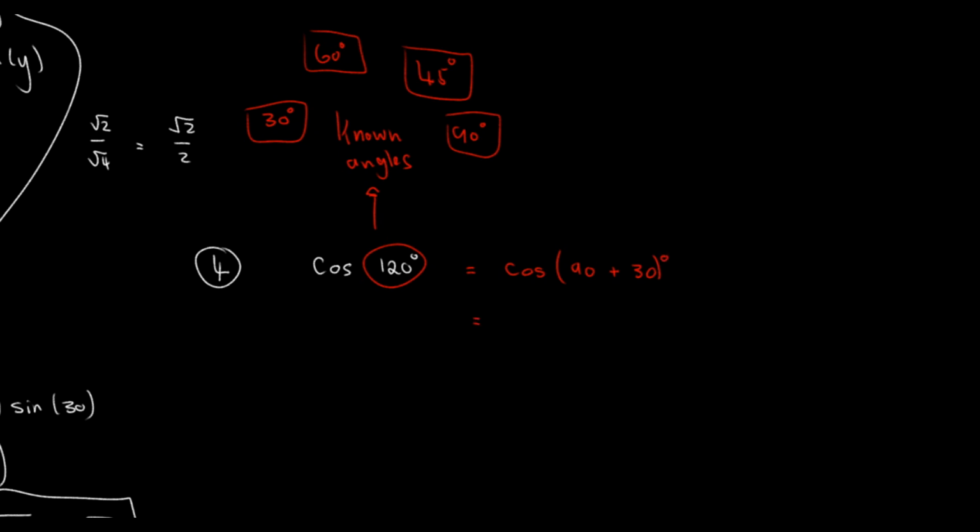So now let's follow our rule. Let's follow our identity. I can say the cosine of 90 times the cosine of 30, minus, remember, the reciprocal sign, minus the sine of 90 and the sine of 30.